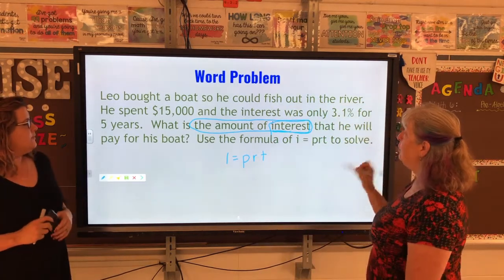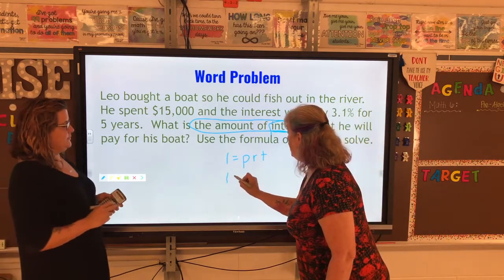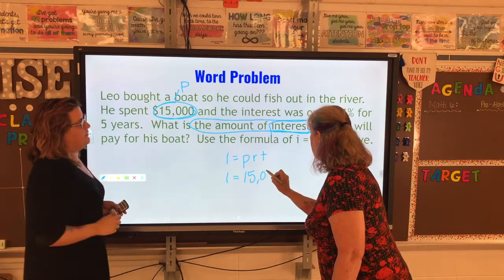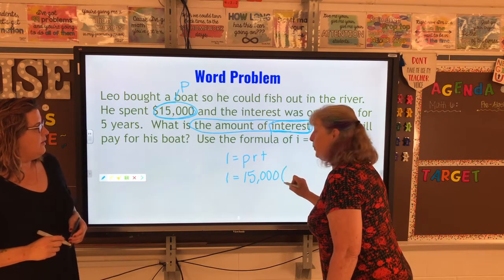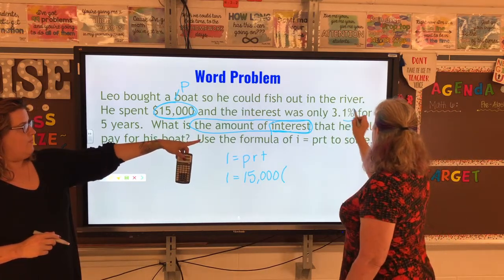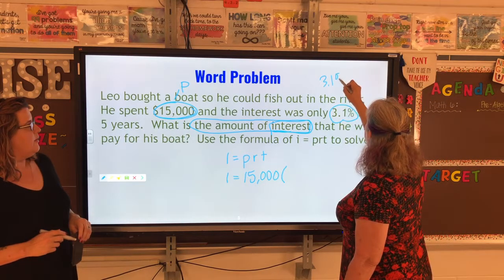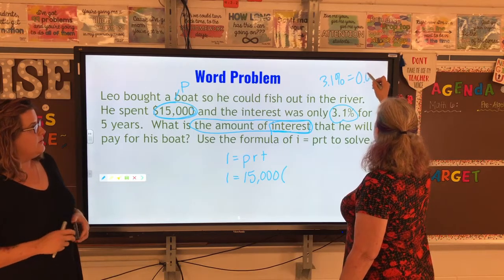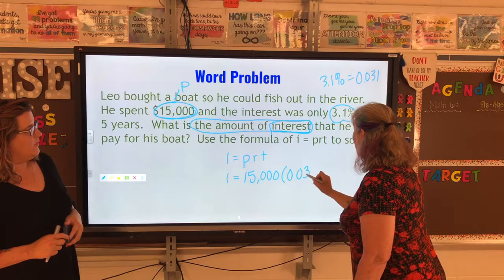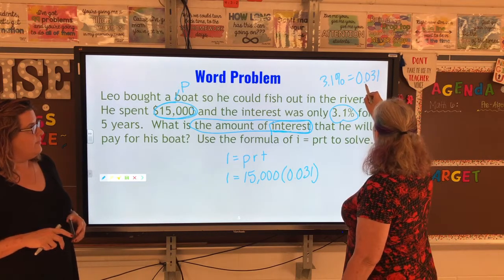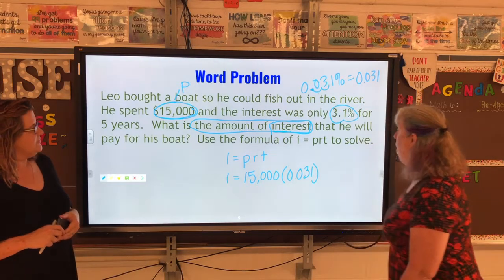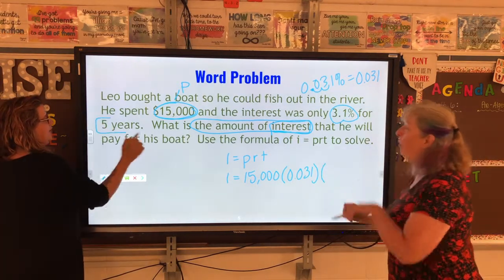All right, so let's look at, let's find the P. P is principal. That's the amount he spent, 15,000. So there's my principal, 15,000. We're going to times, I'm going to use parentheses if that's okay. And rate is our percentage, and that is 3.1%, which is 0.031 as a decimal. 0.031. Now I did that really quick by going to the left, Beyonce style. And 5 years is the time.